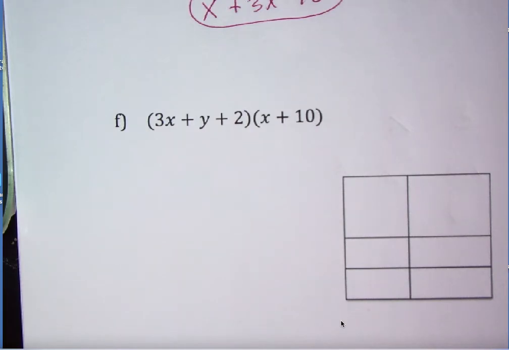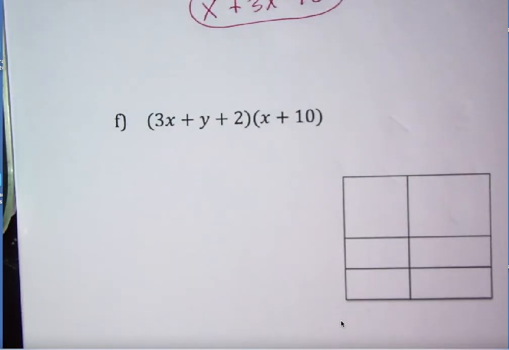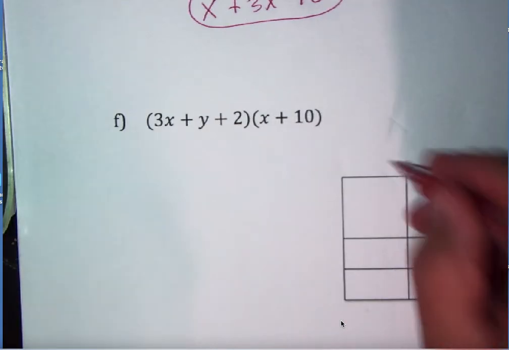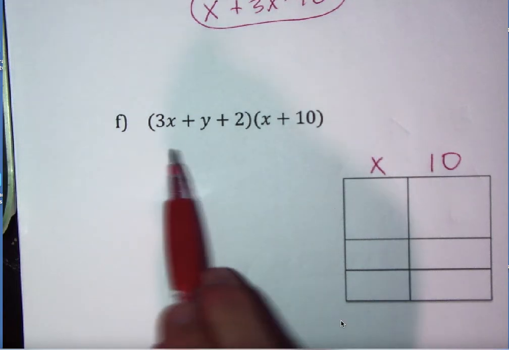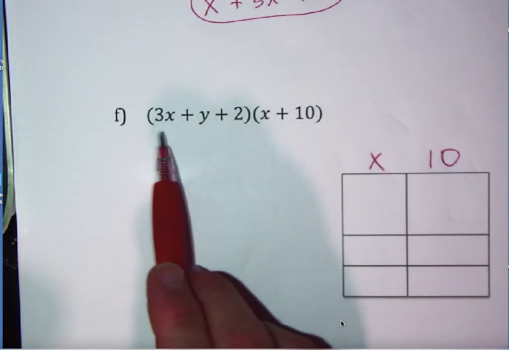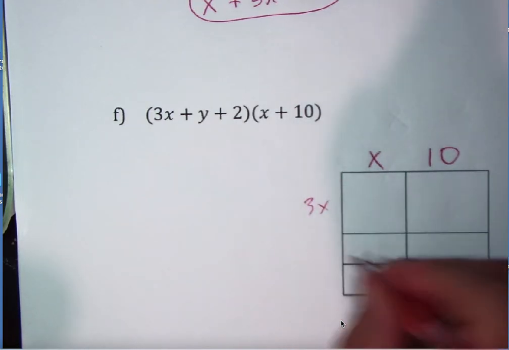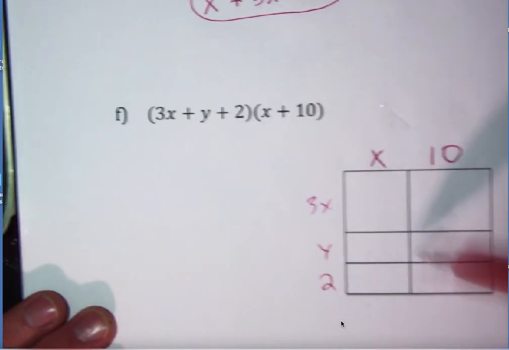All right, by now you've probably fast forwarded me, or you're into the next thing. But, well, how do I set up when I have 3 things? Well, it works the same way. 3x plus y plus 2, and x plus 10, 1 parentheses on this side. You probably figured out, since there are 3 things on this side, we need a side that has 3 spots. So since there's 3 things and 2 things, we're going to get 6 products.